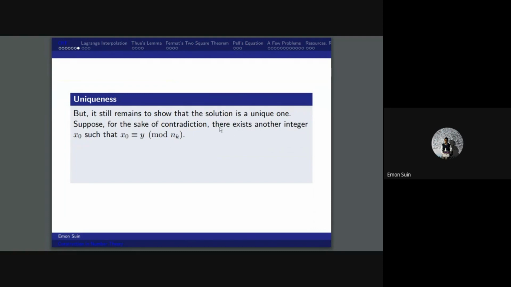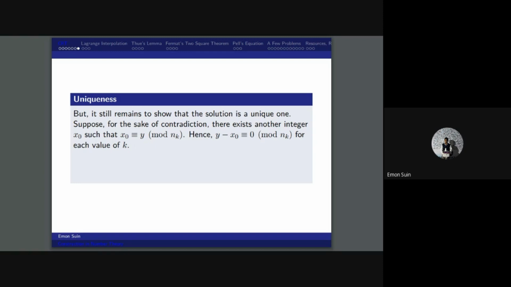So that means we are assuming, for the sake of contradiction, that there exists another integer x naught such that x naught is congruent to y mod nk. So is it clear why we are considering this x naught congruent to y mod nk? If x naught is also satisfying the conditions, because it also is a solution to the given system of congruences, and y was also a solution to the system of congruences, that means both will give the same remainders.